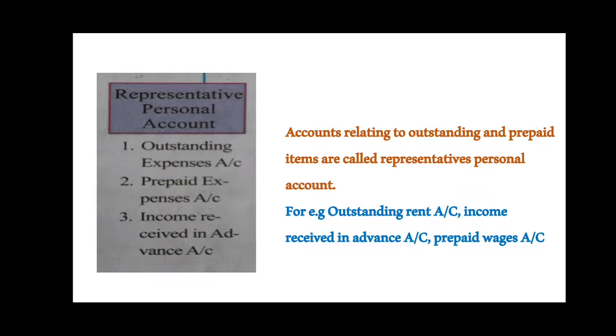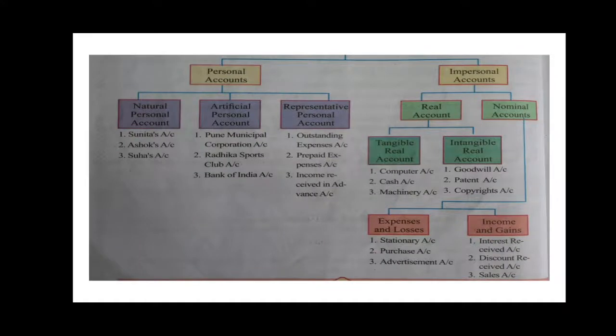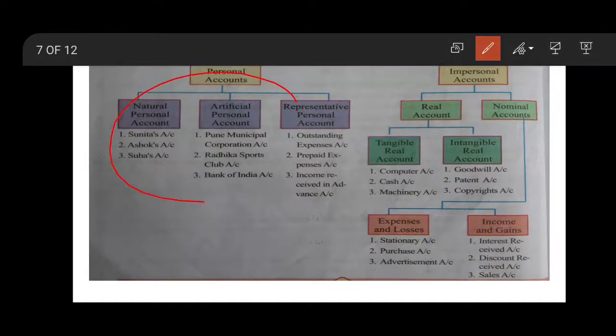All the outstanding and prepaid items come under representative personal account. For example, outstanding rent account, prepaid wages account, outstanding expenses account, prepaid expenses account, and income received in advance account. So that's it about the personal account. Now we'll go for impersonal account in detail.